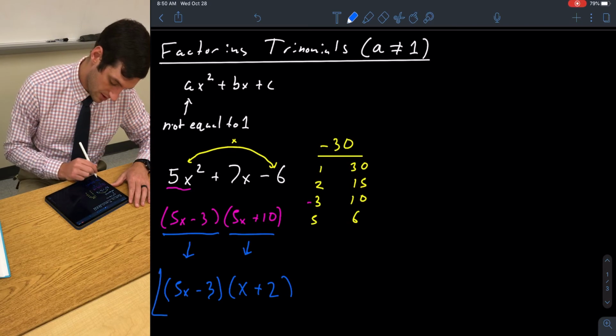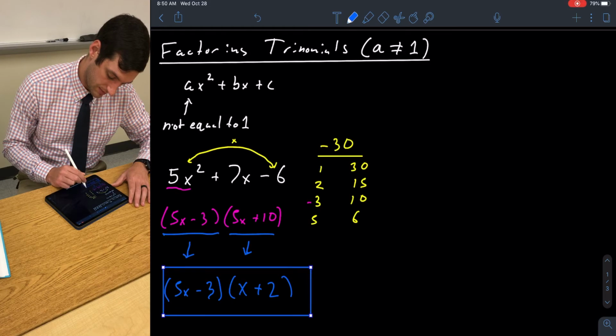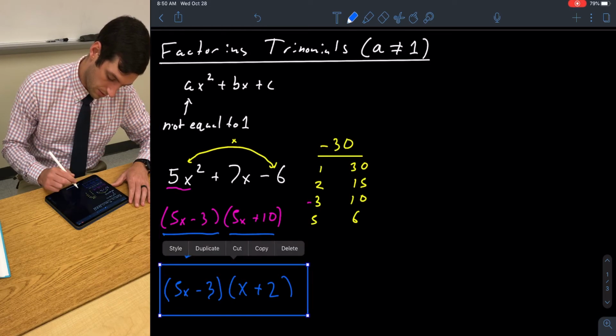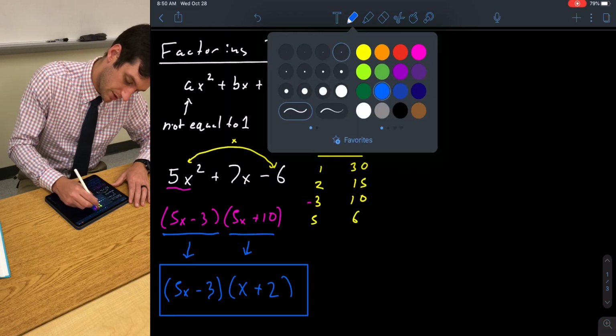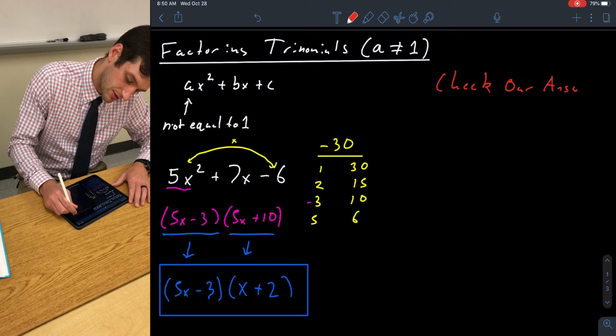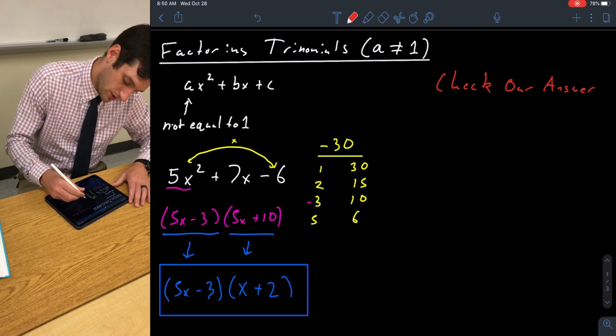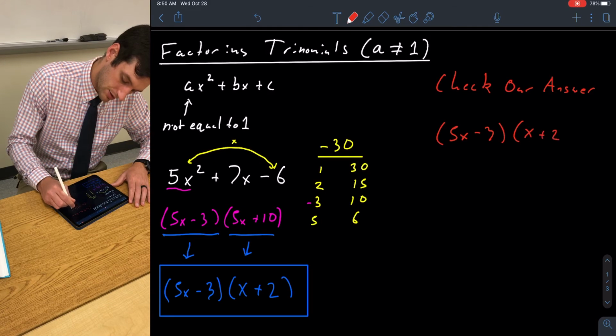This is how you know that this is the answer to the problem here. All right, so let's check our answer. You don't have to check your answer if you feel confident in it. But for this sake, I'm going to check it to show you that it is correct.